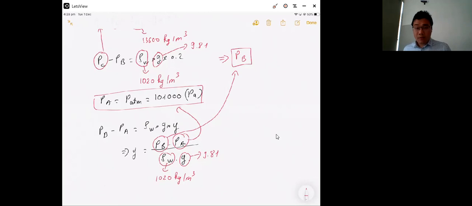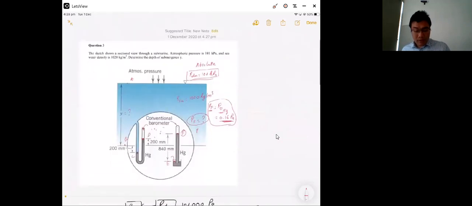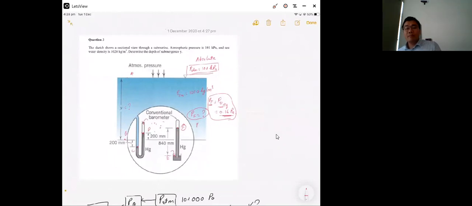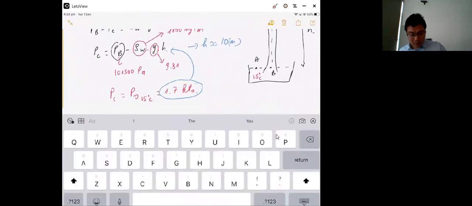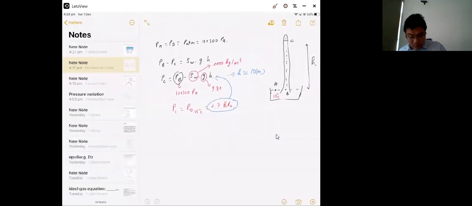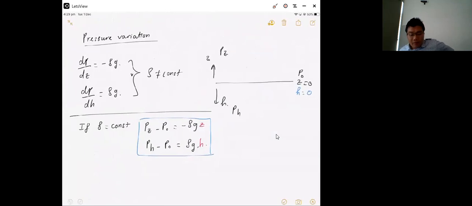Okay, thank you. So here we have two questions where the density is constant. Here, pressure variation: if the density is constant, we can use Pz minus P0 equal to minus rho g z, or Ps minus P0 equal to rho g s. We have two questions about this one, one last week and one we have to do. We did it already.